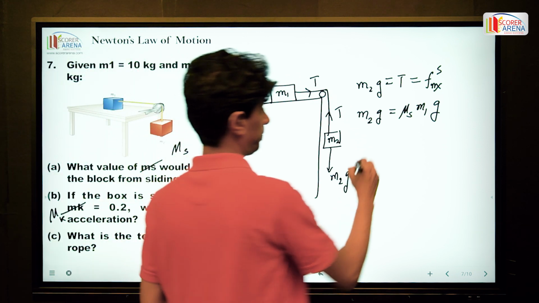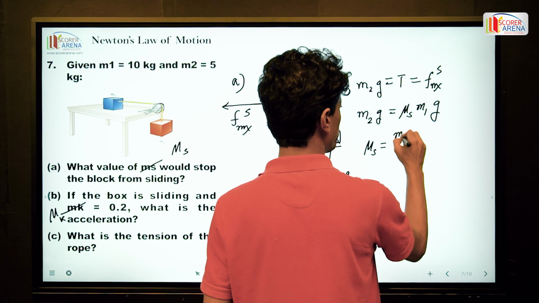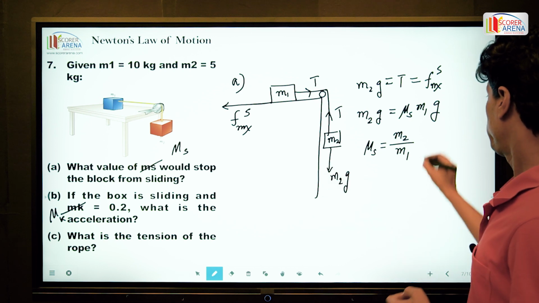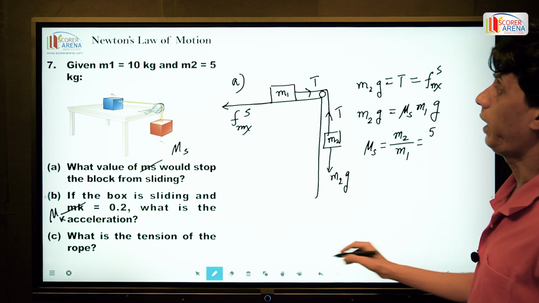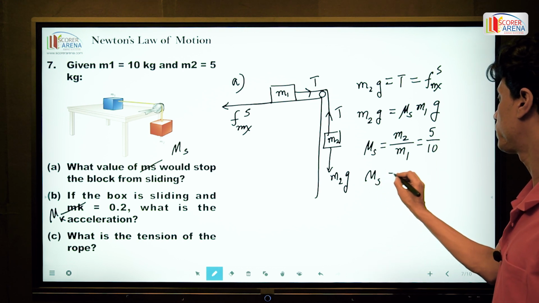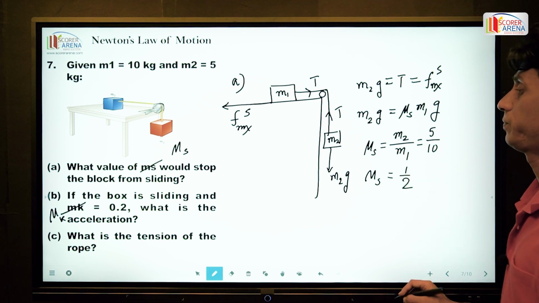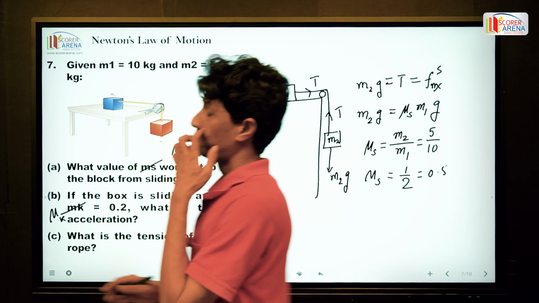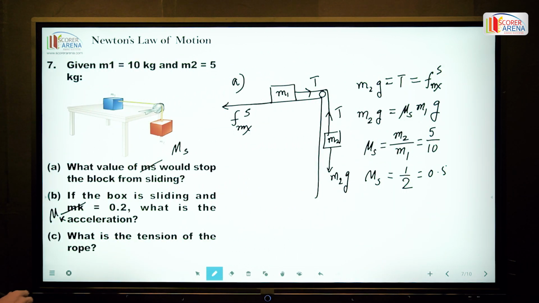So mu S is equal to M2 by M1. M2 in the problem is 5 kg and M1 in the problem is 10 kg. Therefore the value of the coefficient of static friction is half, so this is 0.5. So if we want to resist the motion of this block, or any relative motion of the blocks of the two body system, then the minimum coefficient of static friction should be equal to half.